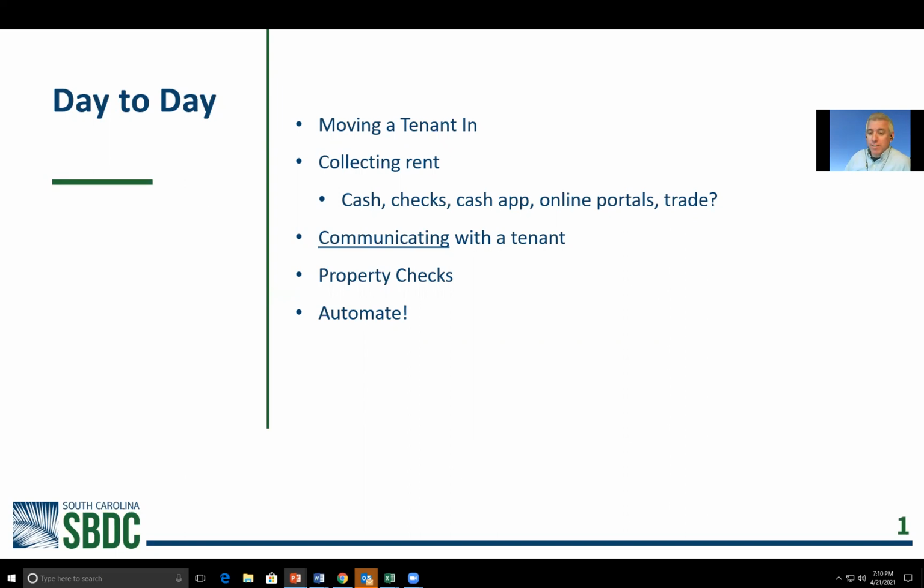So anyway, moving tenants in. We talked about that a little bit. This is a part of a day-to-day thing. Collecting rent. I mentioned this already. Cash, checks, cash apps, online portals, trade. I didn't mention that. You're going to have a lot of tenants that are going to want to trade.